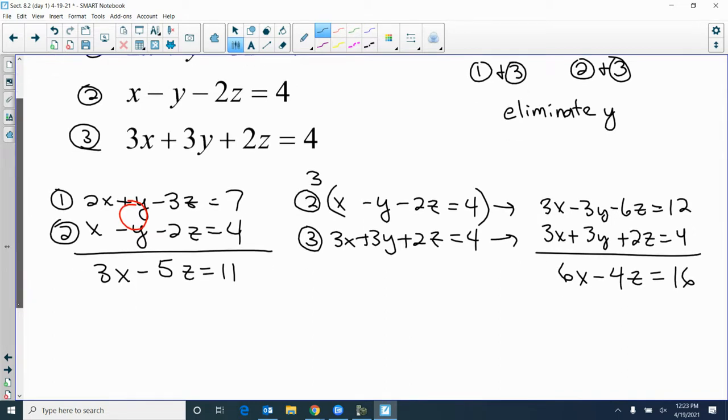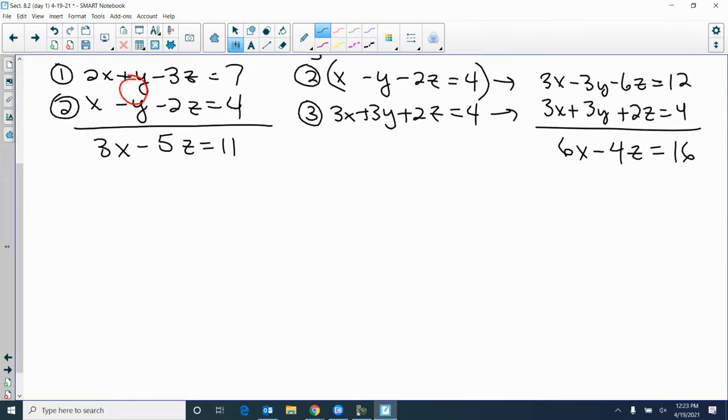Didn't work out as nice as the other ones, but here's our goal: in some way we've got to take it from a 3 by 3 down to a 2 by 2, and they've got to have the same two variables. So now I got 3x minus 5z equals 11. I got 6x minus 4z equals 16.